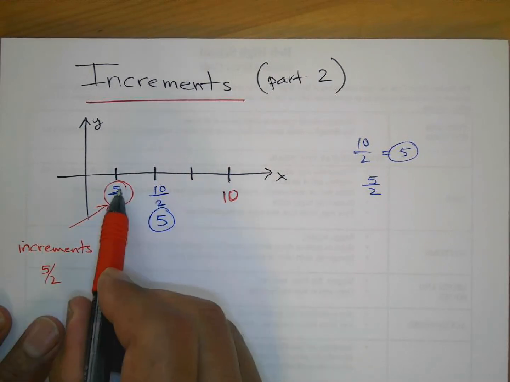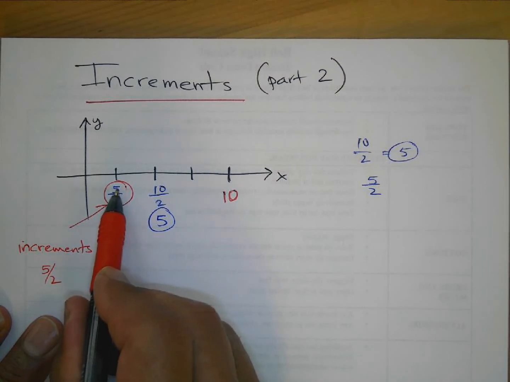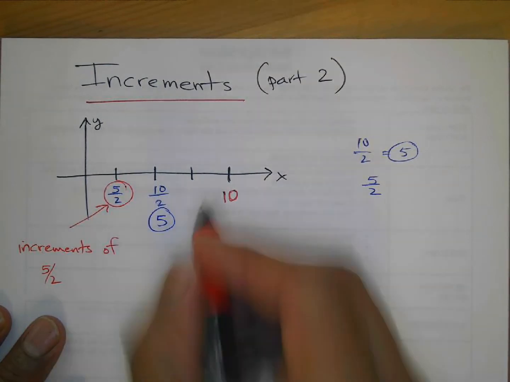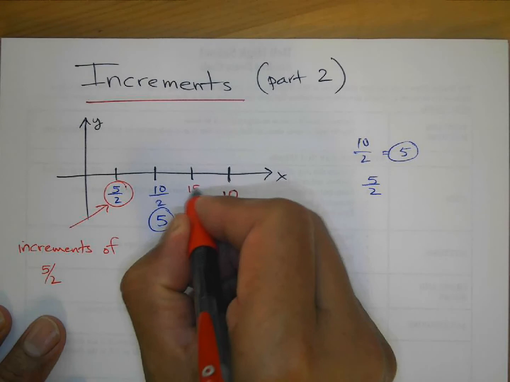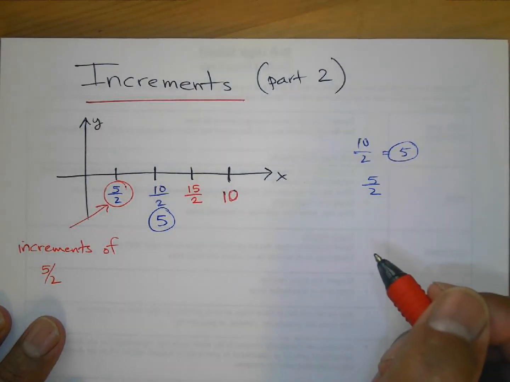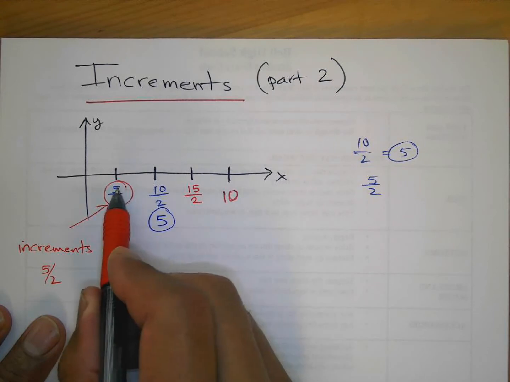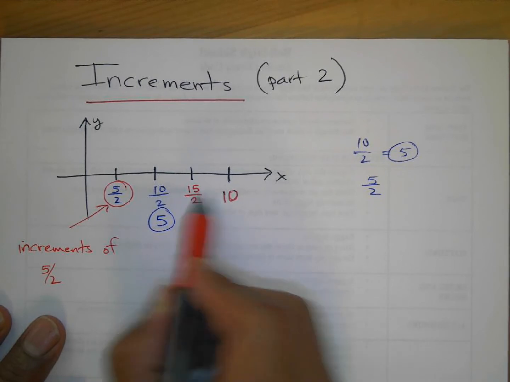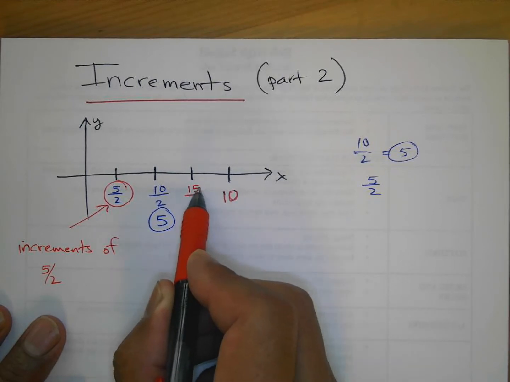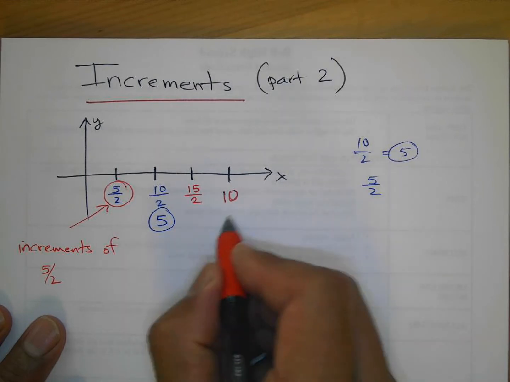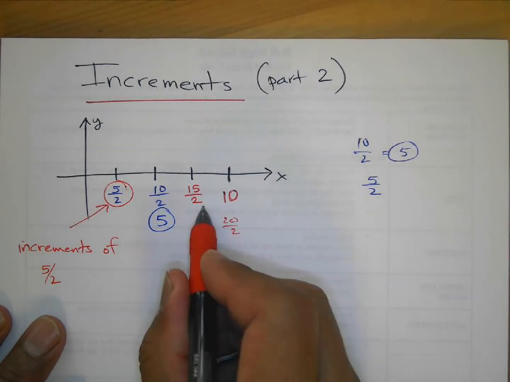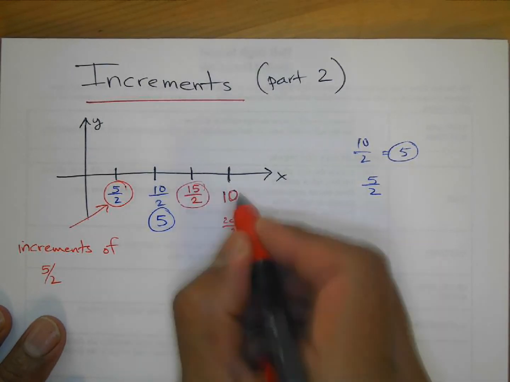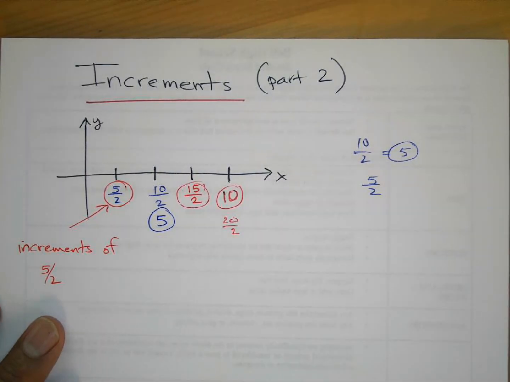The next one's not 6. You're going by 5s. The denominator stays. You're adding by 5s. 5 over 2 plus another 5 over 2 is 10 over 2. 10 over 2 plus another 5 over 2 is what? 15 over 2. Right? You're just adding a 5. This number's telling you you're counting by 5s. Add another 5, 10. Add another 5, 15. Add another 5 just to check if this is right. What's 15 over 2 plus another 5? Wouldn't that be 20 over 2? Of course it would be 20 over 2, and then 20 over 2 is 10. So these numbers are the correct increments.